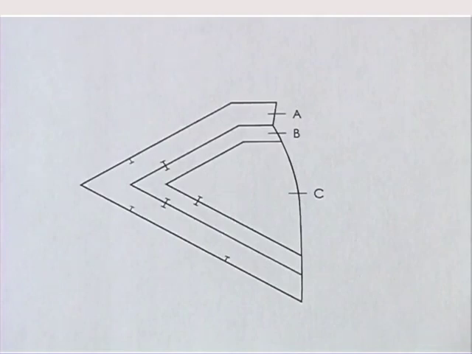Section C is the pattern. Cut sections B and C from the patterns. Touch the pause button, complete the pattern, and when finished, push play to continue.